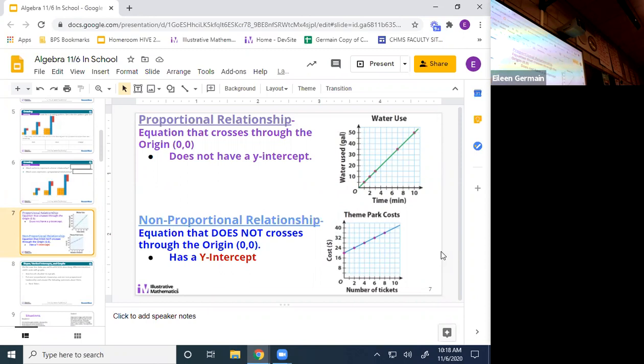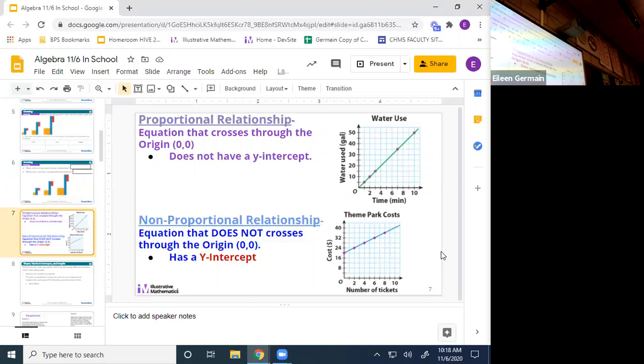Proportional relationships are equations that pass through our origin, that have a vertical intercept of 0. They pass through that origin. If you have a linear relationship that goes to the origin, you can describe it as proportional. Okay? It does not have a y-intercept. This idea of y-intercept we're going to be talking about today, and we're going to be identifying and defining today.